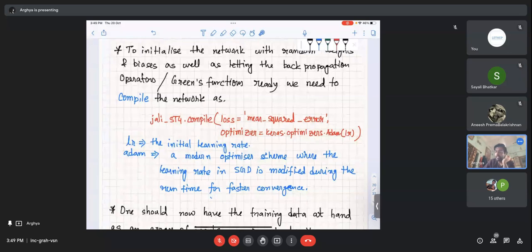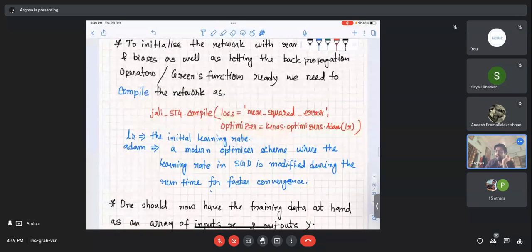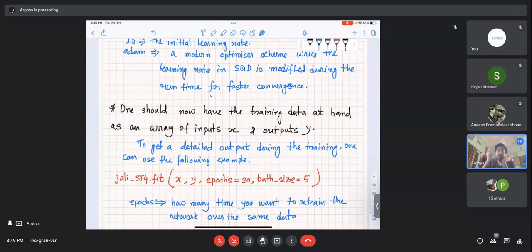Okay. Now, once you have that, you have a network. This network knows what the cost function is. You have told it what the activation functions are, what your initial learning rate is, and how you want to change your learning rate as things evolve. These are all the things that you told the network. And now you want to train the network.